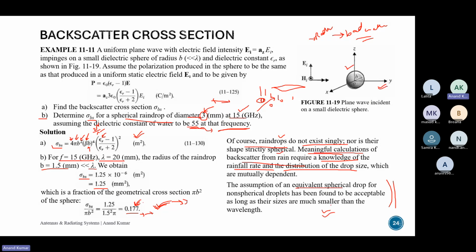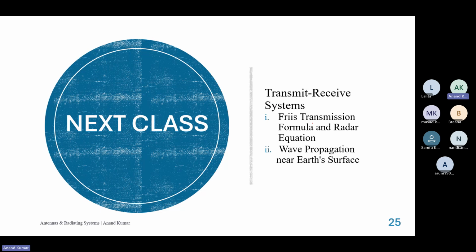And all this is fine as long as we make sure that the raindrop size is much smaller than the wavelength. So we have to make sure that we do not use a frequency range in which the wavelength is comparable to the size of the droplets. In that case, these approximations would fail. So that's all we plan to cover today. The next class will start with transmit receive systems. So we'll look at the Friis transmission formula.